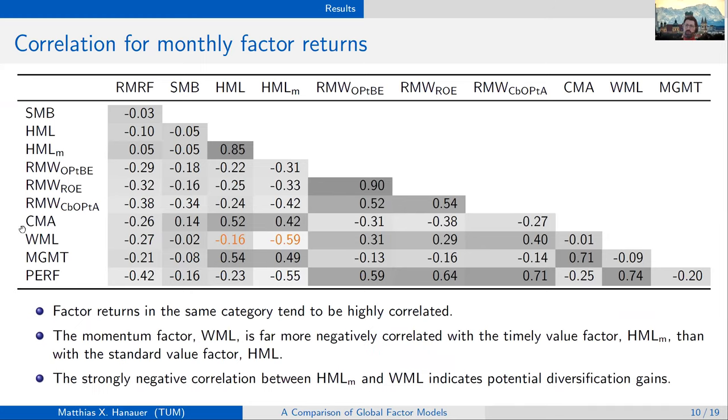But now when we look at the correlation of the momentum factor with the standard and the monthly updated value factor, you see a big difference. The standard value factor and momentum are slightly negatively correlated, but the monthly updated value factor and the momentum factor have a correlation of minus 0.6. When you remember your first lectures about Markowitz, when you have two assets, both with positive returns, and they are negatively correlated, then you enjoy big diversification gains, because you can combine them and the return is still the average of the two, but the risk gets smaller. And this already indicates why this model with the monthly updated value factor is better.